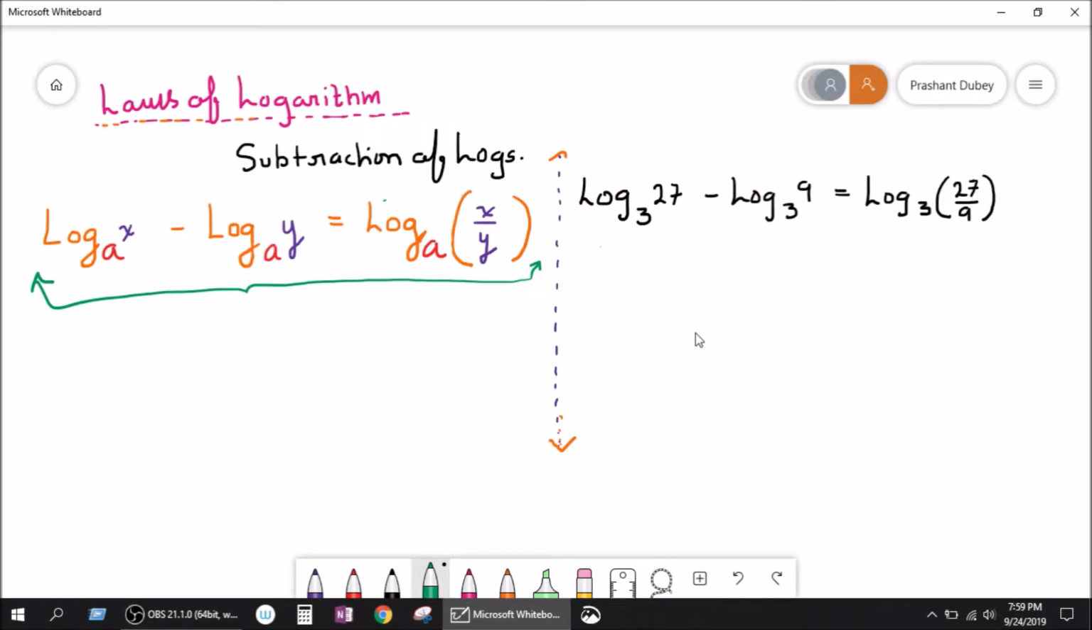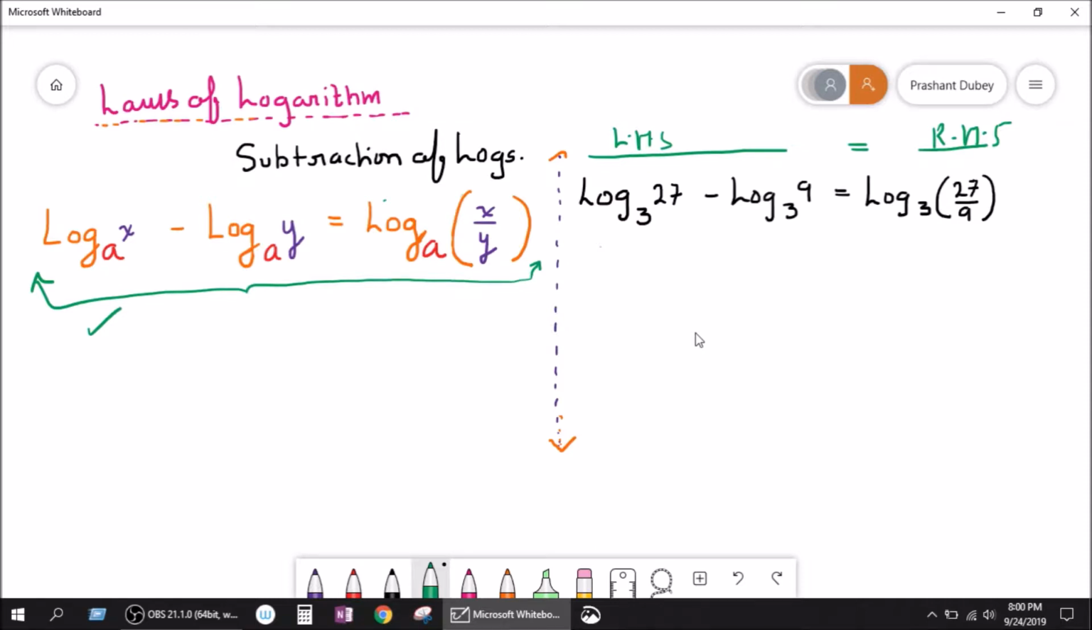Let's test this law. I have tested it, but I just want to test it in front of you to show that yes, it works. So this is our question: log 27 to the base 3 minus log 9 to the base 3 is equal to log 27 divided by 9 to the base 3. Now if these two sides of the equation are equal, the left hand side and the right hand side, that means this law is absolutely correct.